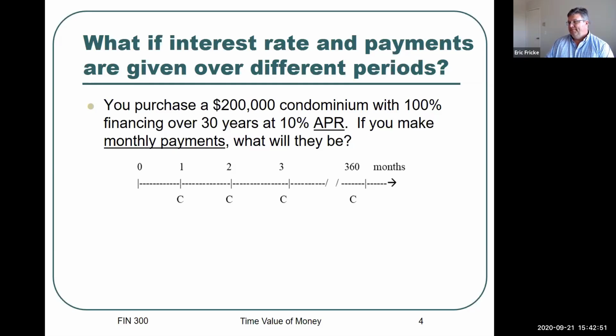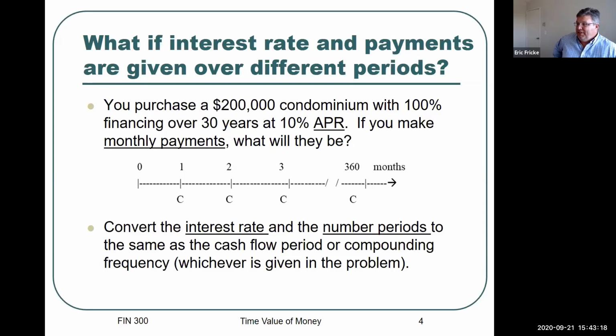So right off the bat, we have to think about the period being the same as the period when the cash flows are given. The cash flows are monthly, so that means our period is 1 month. And how many months are there in 30 years? Turns out 360 months: 30 years times 12 months per year. So the first thing we have to do now is convert that 10% APR interest rate, and convert the 30-year financing schedule into the number of periods that we're going to have.